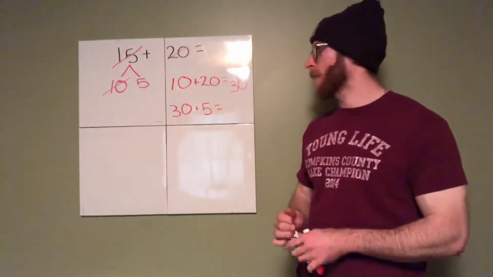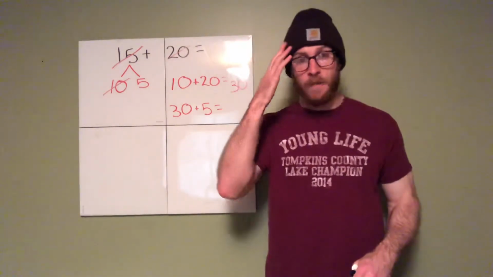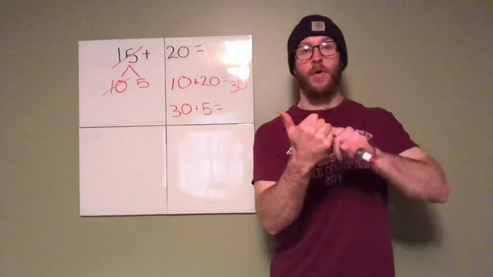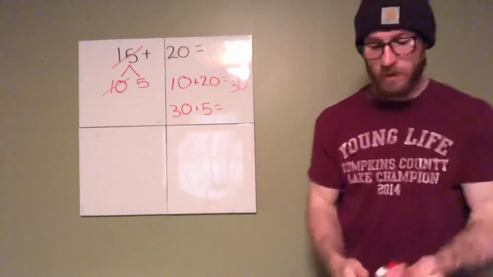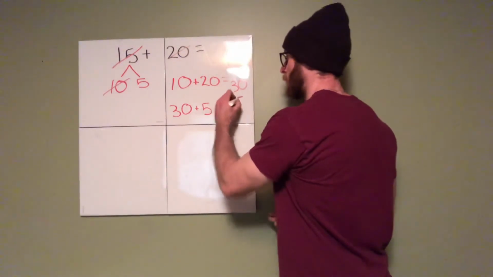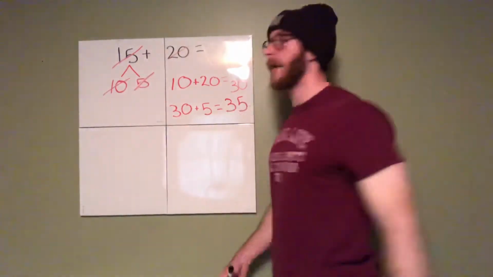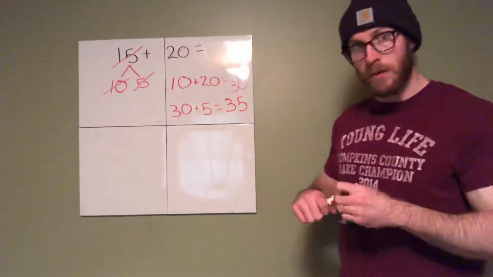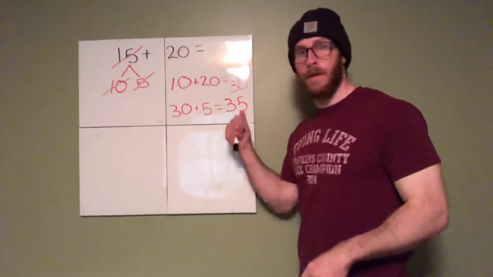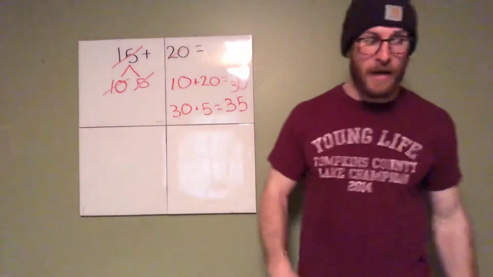Well, let's count on to find out. Let's put 30 in our head and count 5 more. Ready? Do it with me. 30, 31, 32, 33, 34, 35. So our answer for 30 plus 5 equals 35. Then I can come back up here. I used my 5, so I can cross it out. Do I have any numbers left that we haven't used? I do not. So our answer is 35. 15 plus 20 equals 35.